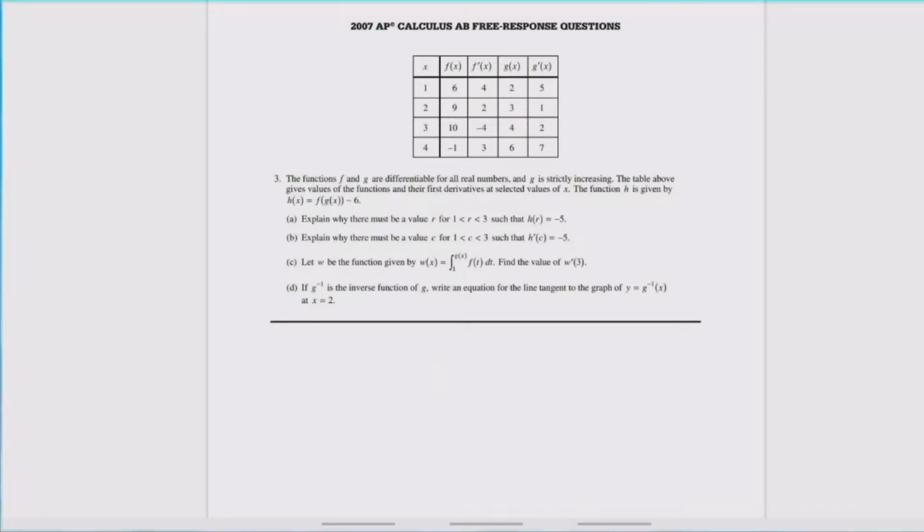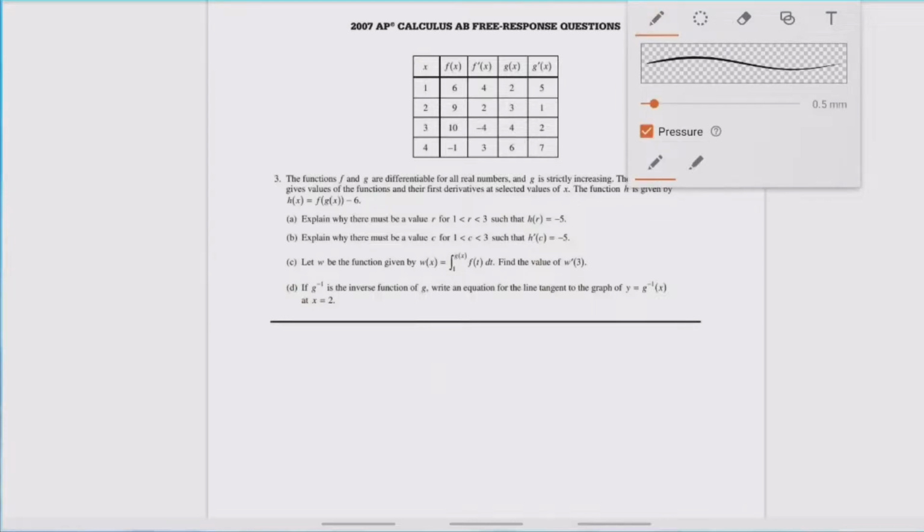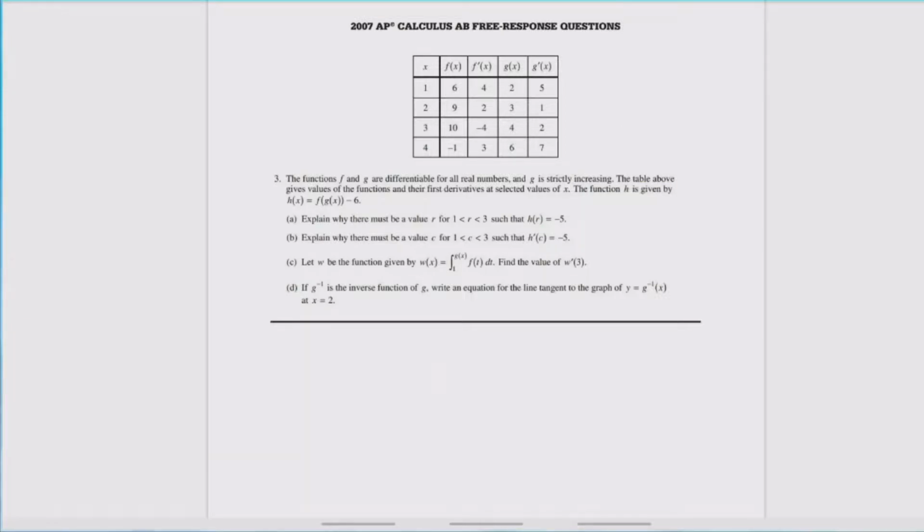So this one here is a little bit irritating to do, so I'm going to be doing it without my beautiful face in the picture, just so that way you have a little more space to actually look at the problem. So let's get started on this.